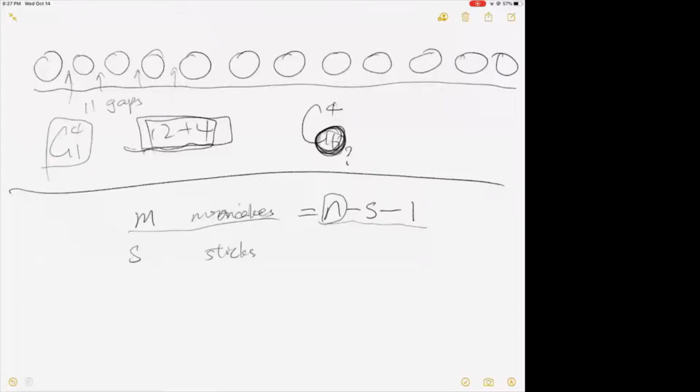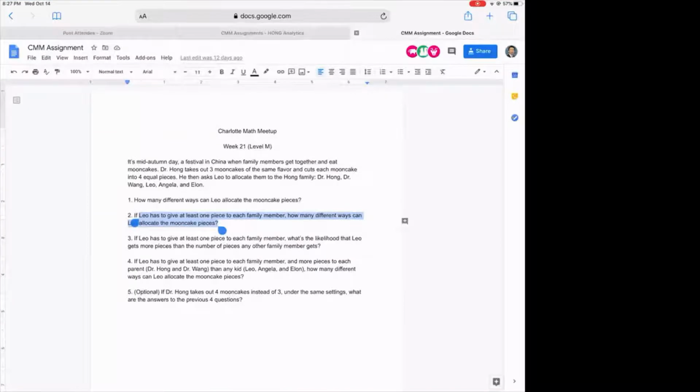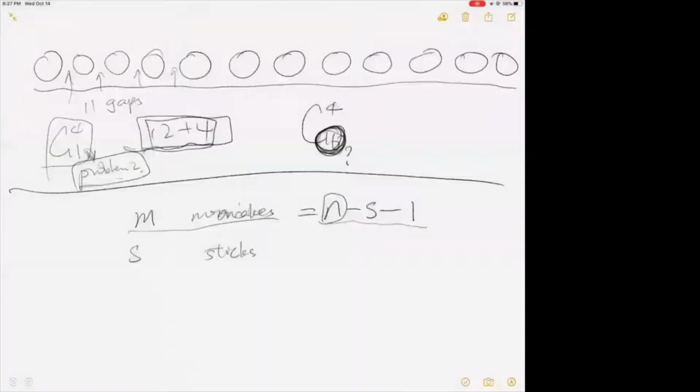This was a solution to problem 2, right? No, this is problem 1, isn't it? Nope, this is problem 2. We started with problem 2. Everyone has at least one piece. Okay? And we have finished problem 2. Now we are going back to problem 1. This is the answer to problem 2.